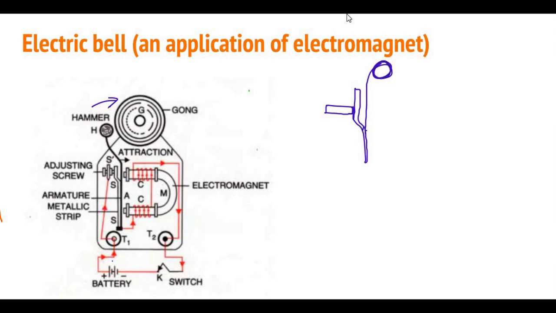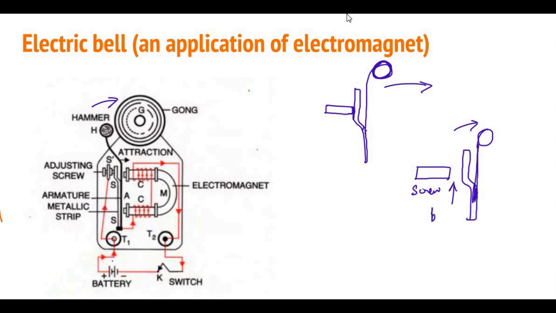This is when the bell is in its original position. By bell I mean the hammer. The hammer is in its original position. This is the thing. But if the hammer is pulled forward, that will happen. I will tell you why it will move forward. But if the hammer moves forward, then what happens in that case? The adjusting screw remains at its own place, while this metallic strip and along with it the armature with the hammer moves forward. So, you see, here the contact between the screw and this armature breaks.